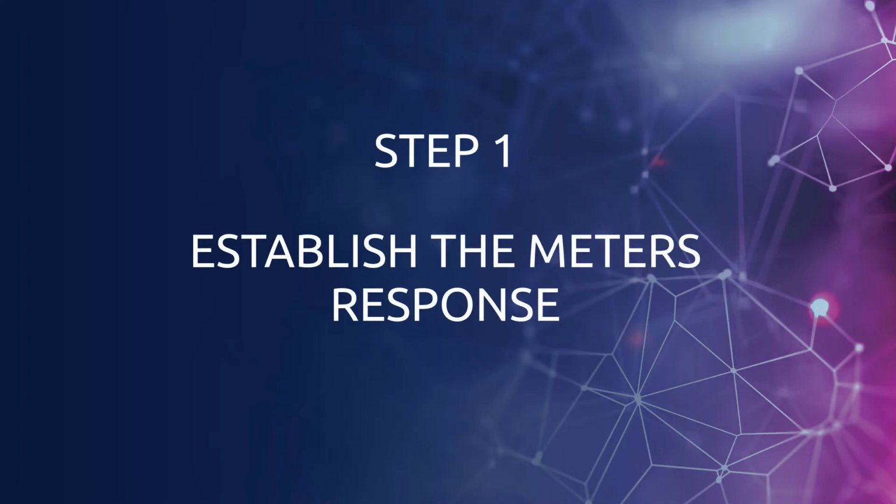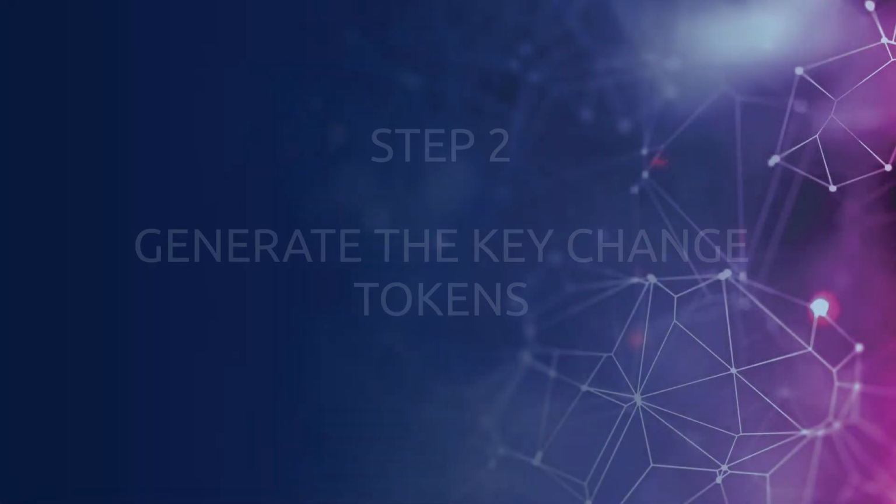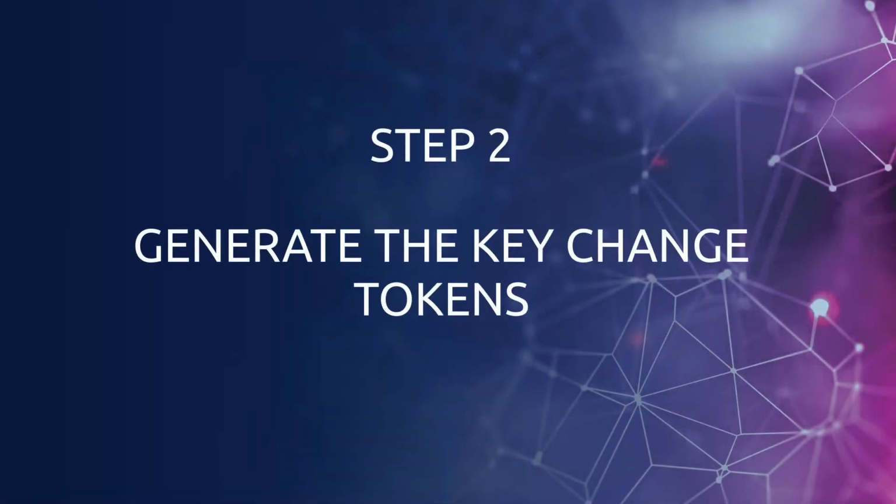Step 1. Establish the meter's response. In order to correctly train your ground team, establish ahead of time what response the meter should display when correctly or incorrectly entering a key change token and when the key change process itself is done successfully. These will both be defined by the manufacturer, so it would be best to get this information from them directly. If you have meters in the field from various manufacturers, you will need this key change info from all of them.